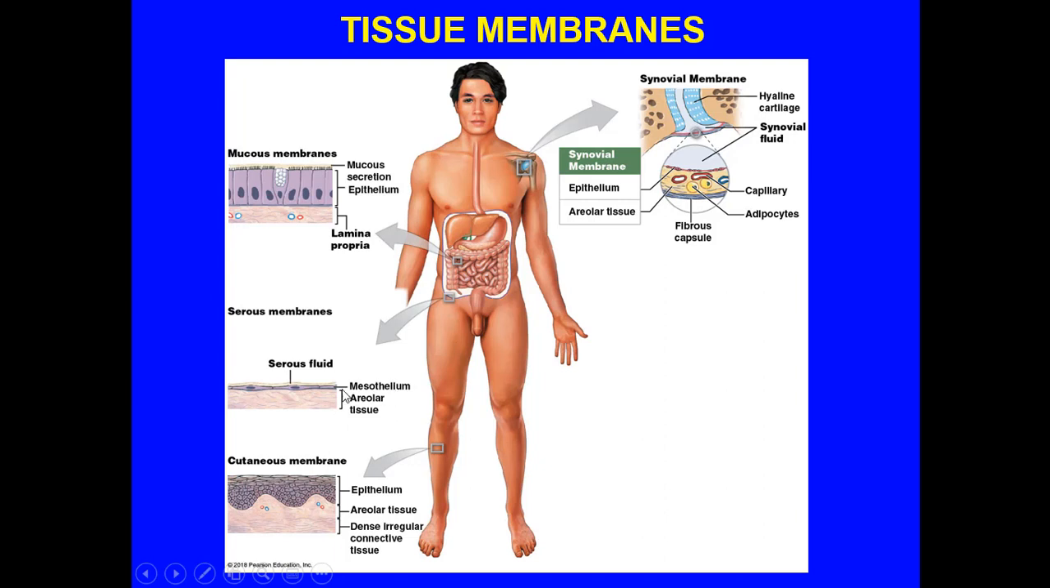Serous membranes, for example, you have the mesothelium, and then underneath it would be areolar tissue. Mucous membranes, that's where you're going to have the epithelium, and then the lamina propria there. And then cutaneous membrane, as I was mentioning to you earlier, you have, of course, the epithelium up here, and then you're going to have this areolar tissue, and then underneath it, the dense irregular tissue, which all of this would make up the dermis.